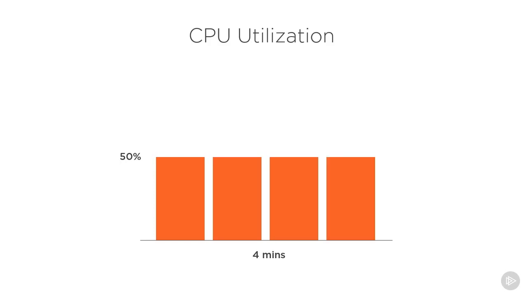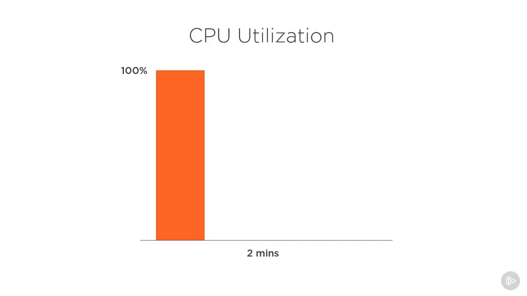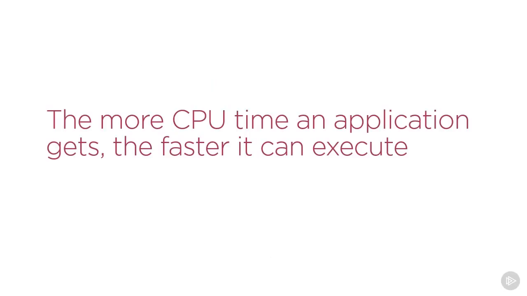Let's say an application is completely CPU bound and executes in 4 minutes while using 50% of the CPU time. If the application is tuned so that its CPU usage goes to 100%, then the application would complete in 2 minutes instead of 4. In essence, the more CPU time an application gets, the faster it can execute. This is the logic behind adding more CPU cores or reducing blocking calls so that applications can get to the CPU faster and execute faster.